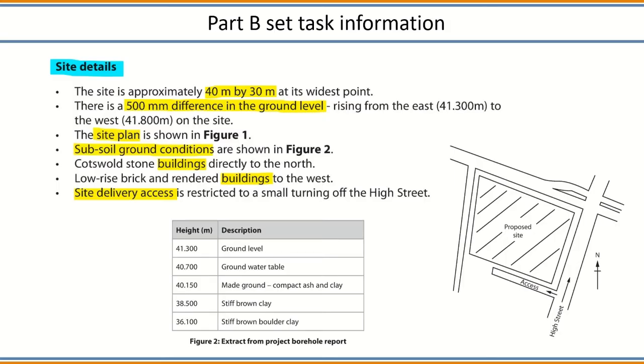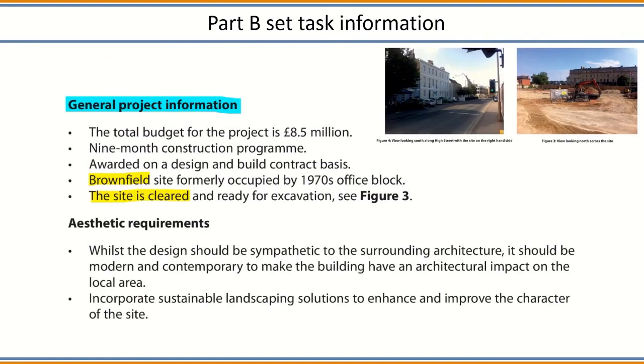Site delivery access is restricted to a small street. This could affect the type of method of construction because very big vehicles are not going to be able to reach the site. The site is a brownfield. This could be a problem related to contamination, but if the previous use was an office block, maybe it's not a problem, although this needs to be checked. An advantage of being a brownfield site is that all the infrastructure like drainage, electricity, roads, it's already there.